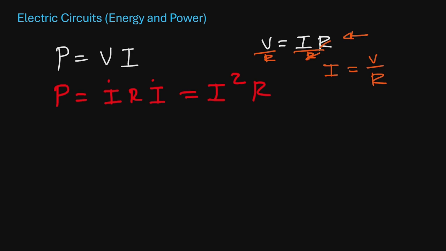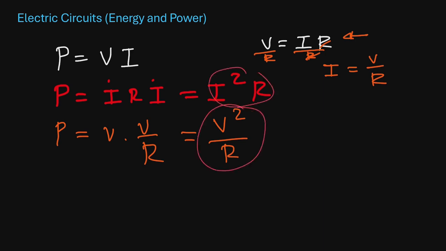So if we substitute that in our original equation, in place of current we put voltage over resistance, and we are going to have another equation, which will be voltage multiplied by voltage, which is V squared over R. So these are the three equations of power in electric circuits.